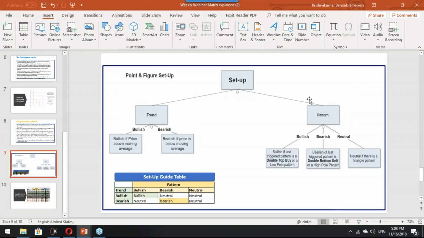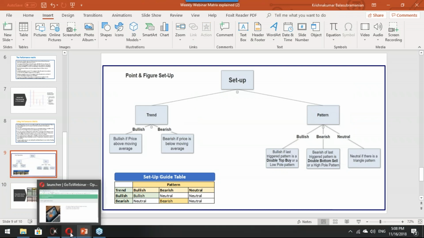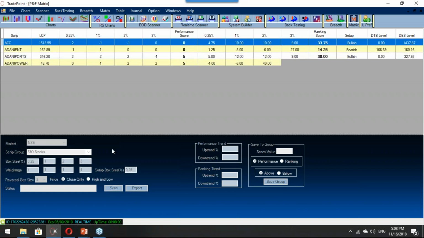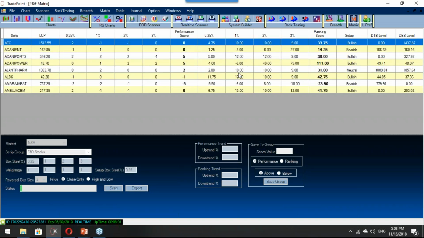Setup is this one. What is the trend? What is the pattern? And then decide what is the setup. Okay. So the setup, you can decide in which boxes you want to calculate the setup, and these box sizes here are used for calculating the performance score, the performance, and as well as the ranking score.